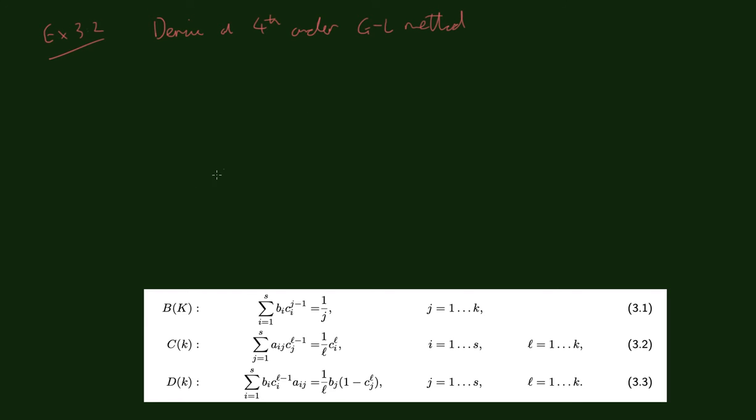As I mentioned before, an s-stage Gauss Legendre method has order 2s. So in our case, we have s equals 2. What we're looking for is a method with a Butcher tableau like this. Let's calculate what the c values are. For the c values, we have to find the roots of P_2(t), the second order Legendre polynomial.